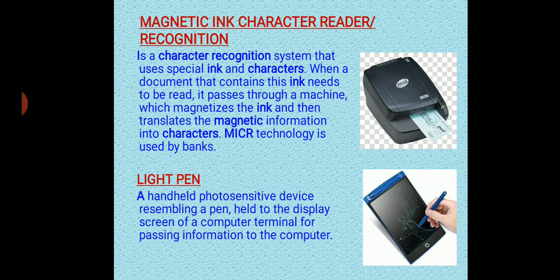Next device is the light pen. It is very similar to a pen, but it is a handheld photosensitive device resembling a pen, held to a display screen on a computer terminal for passing information to the computer. That light pen will work on the touch screen. A special board comes with the light pen. Whatever we write or draw on that board will be reflected on the screen of the computer's monitor. And as it is, it is recognized by the computer system as input.